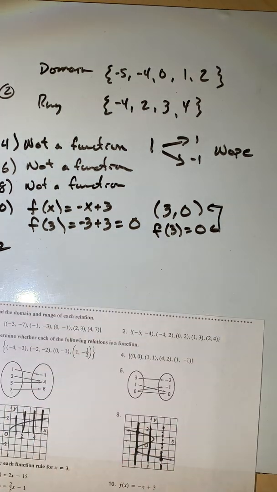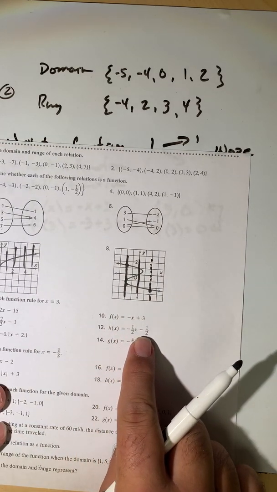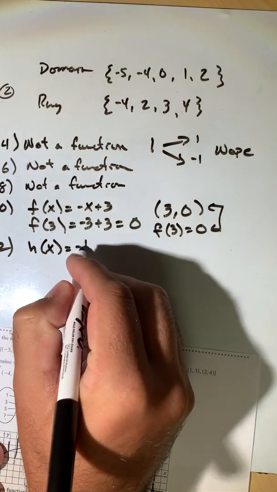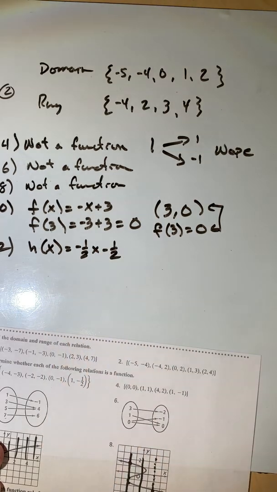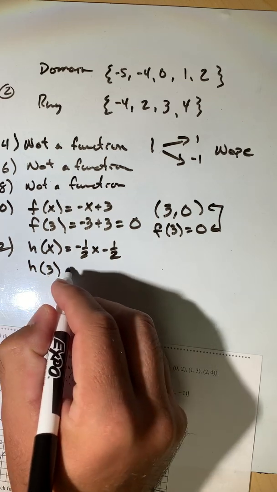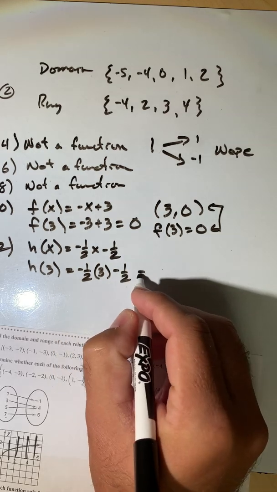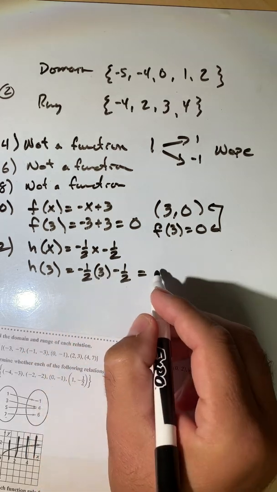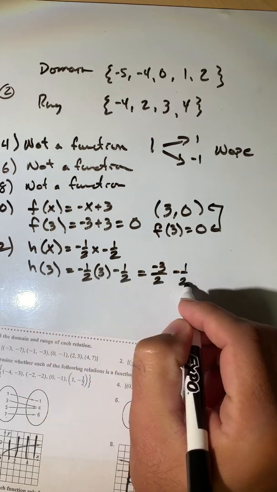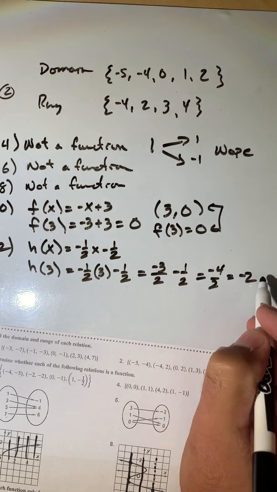Number 12. 12 says h of x is -1/2 x minus 1/2. So I've got h of x equals -1/2 x minus 1/2. So what's h of 3? That's -1/2 times 3 minus 1/2. So negative half of 3, right? Negative 1 times 3 is negative 3 over 2. So there's negative half of 3 minus an additional half. So that's negative 4 over 2, which gives me negative 2.